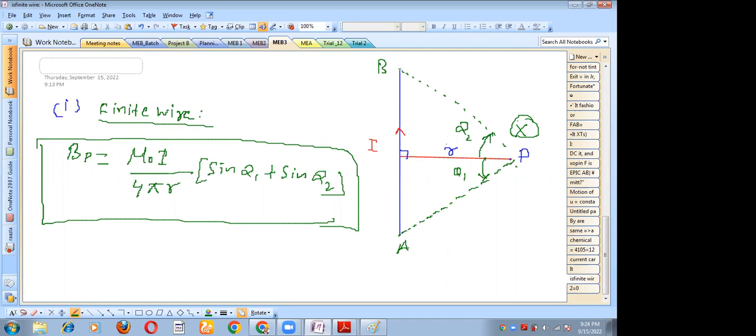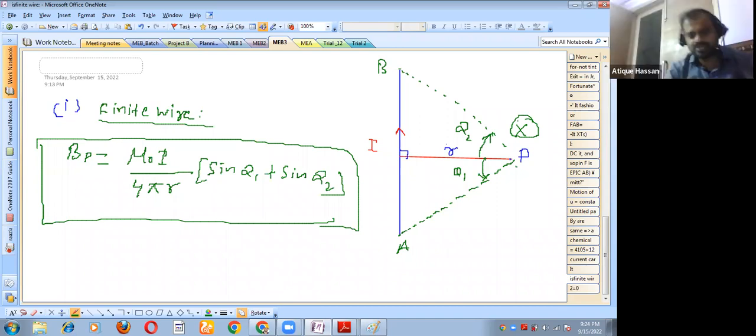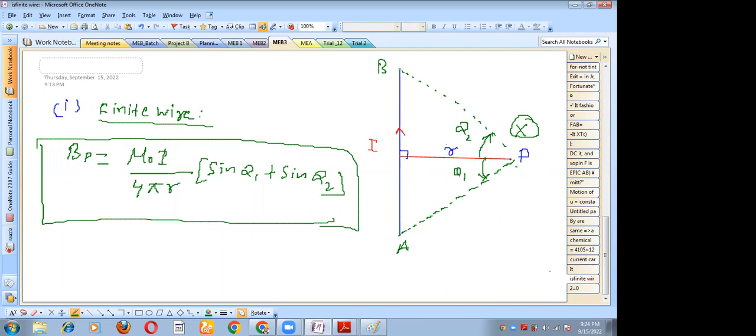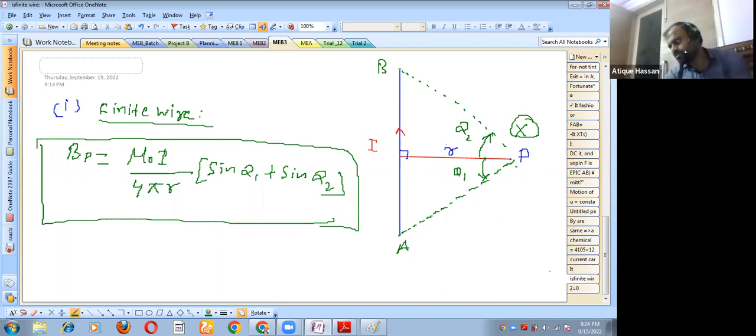Sir, but the general formula for this is actually mu naught I by 4 pi r, right? So that is by Biot-Savart law. You are talking about Biot-Savart law. No, sir, for a finite wire. No, theta 1, theta 2 should be there. Without theta 1, theta 2, how can you find it? We are talking about a long wire, I think.